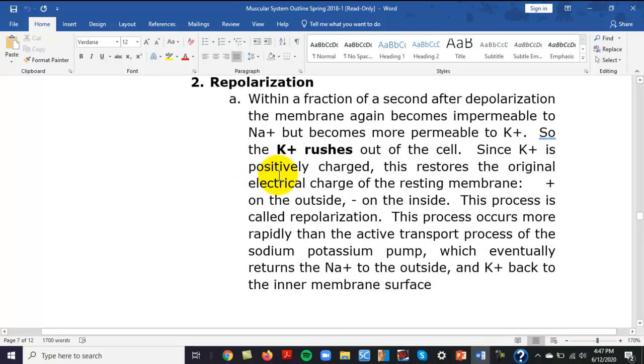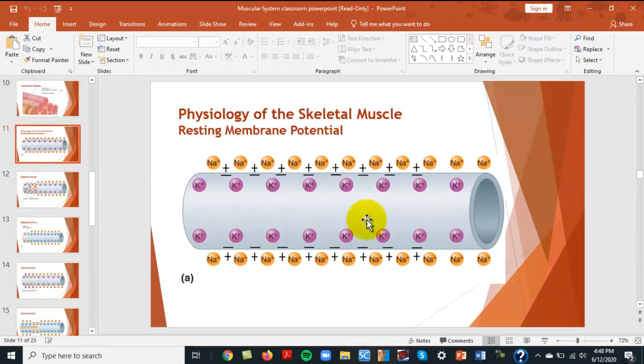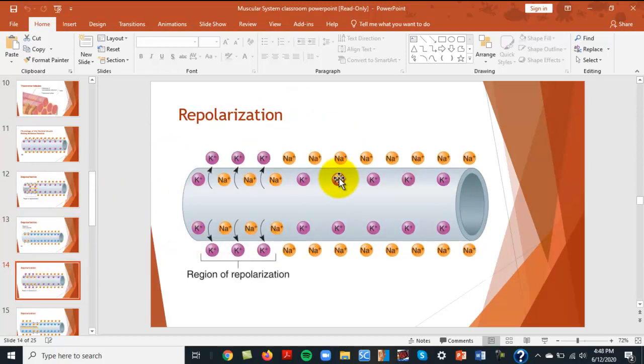So during repolarization, potassium ions rush out of the muscle fiber, and like it says here, it occurs very rapidly. It's actually by diffusion, but will eventually return sodium to the outside, potassium back to the inner membrane, but this restores the original electrical charge of the outside being positive and negative on the inside. So it will return it back to that state right there. And that happens every time a muscle contracts. It will depolarize like this, and then right behind it, okay, there we go.